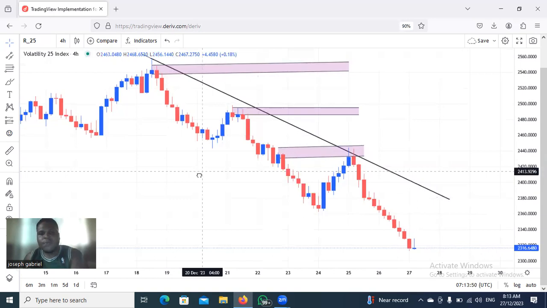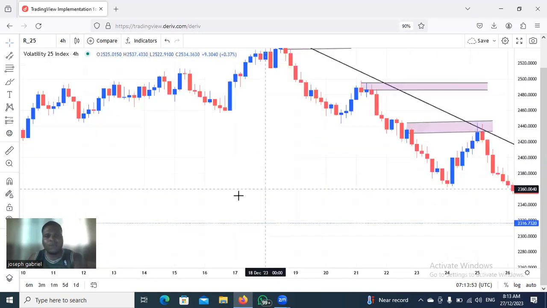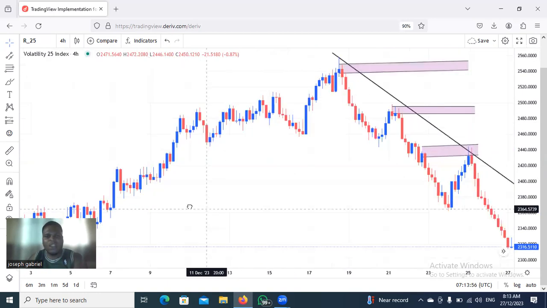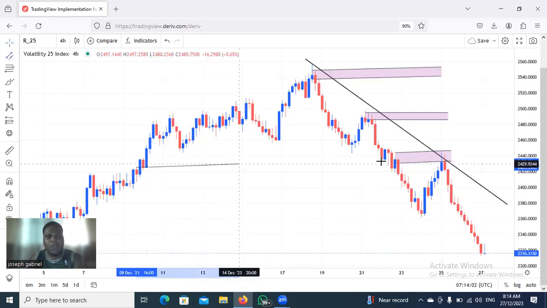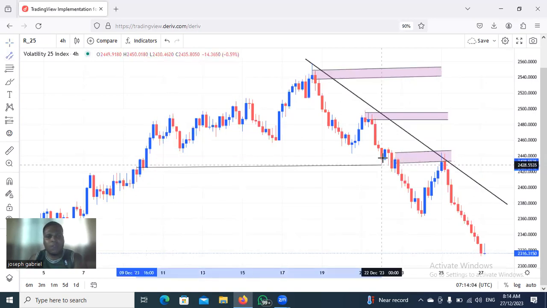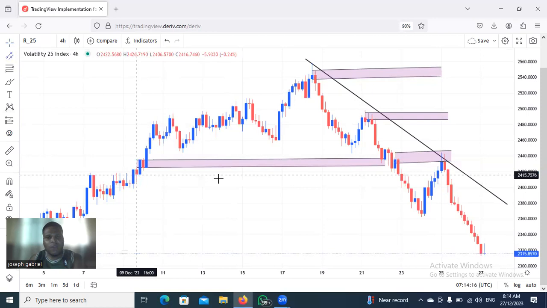Okay, guys, so now I've been showing you bearish order blocks. Let's see if we can see a bullish order block. Here we have a bullish order block around this region here. But if you take notice, this did not hold here. I can see this bullish order block did not hold price around this place, and we have about two order blocks here.